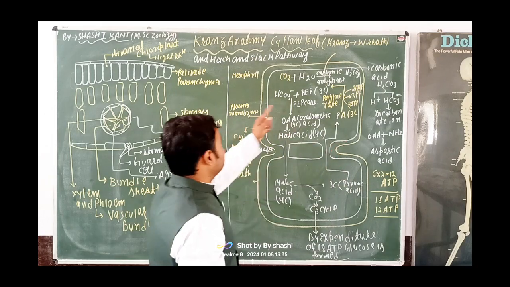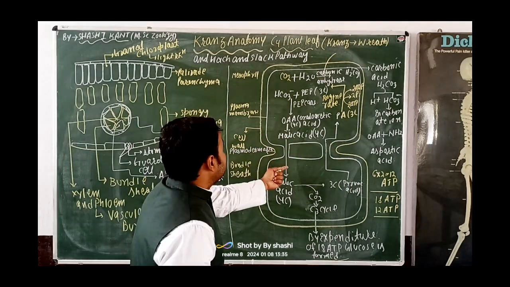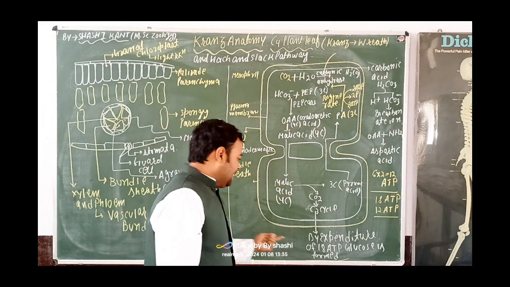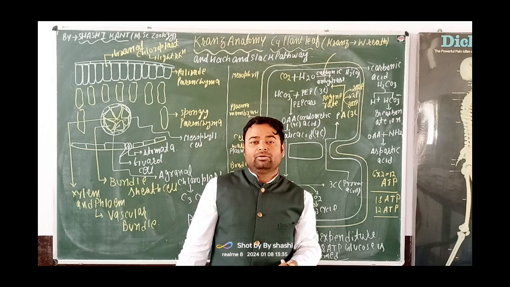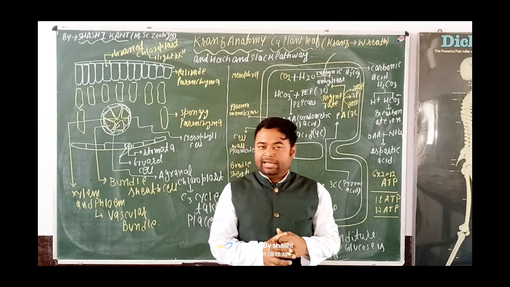So we have successfully viewed the structure of the Hatch and Slack pathway, and this is the structure of Kranz anatomy. I hope you understood well about the anatomy and the pathway of Hatch and Slack. Thank you very much.